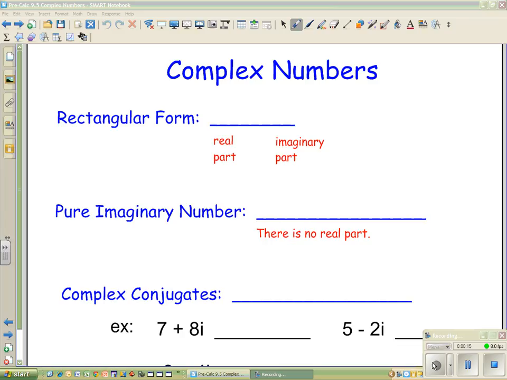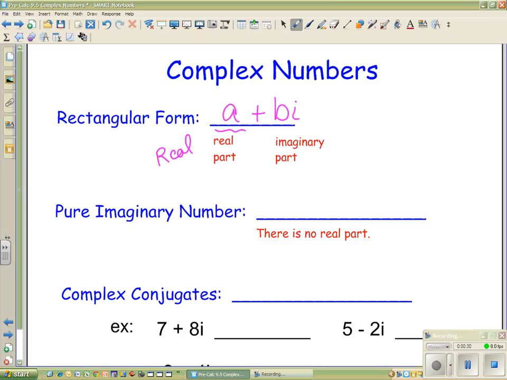Rectangular form of a complex number is what you're used to. I'm not sure if you're used to having it called a rectangular form, but rectangular form of a complex number. This first part represents the real number, and then the second part is the imaginary portion, the bi, b standing just for some number multiplying by i.